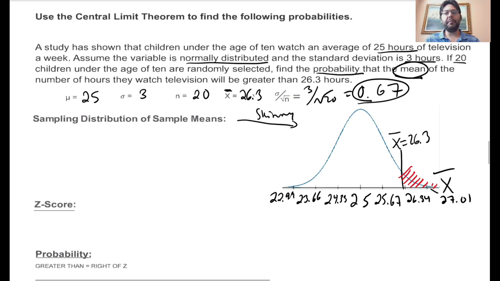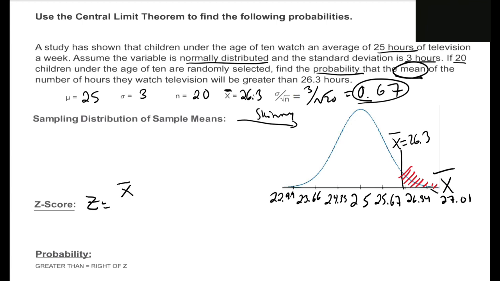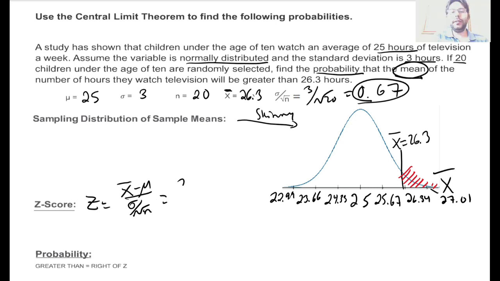Now let's calculate the z-score. To calculate the z-score, remember, you have to use the formula x bar minus mu divided by sigma over square root of n. My x bar is 26.3, right? That's what they're asking for.